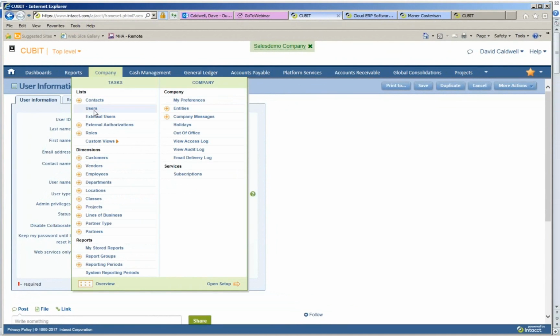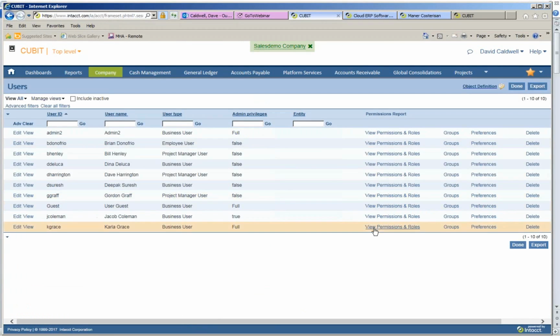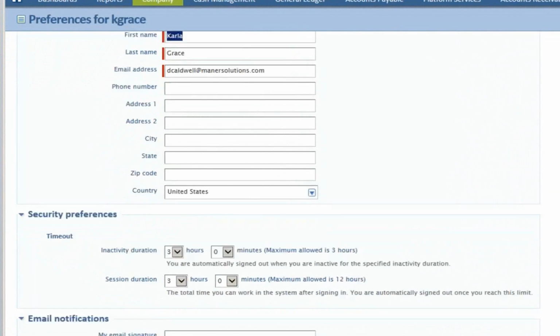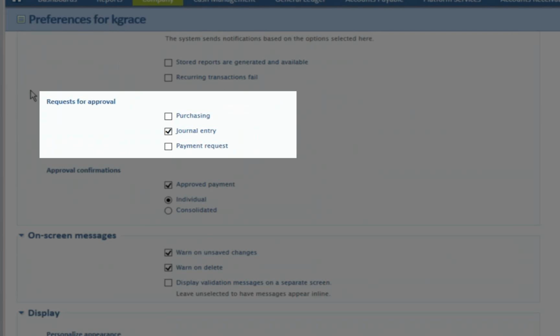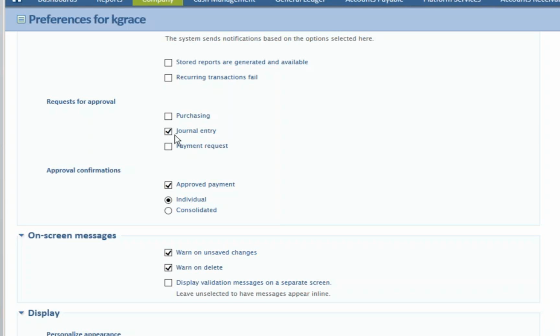The next thing is I want to go out and look at user preferences, which can be managed here, and we're going to go over to preferences and look at Carla's preferences. An area that we have is called request for approvals. In this case, we've identified Carla as having requests sent to her for journal entry approvals. The two areas that you see alongside of that are payment request, which is alongside the accounts payable approval process, which we're going to be covering in our second series, and then purchasing, which covers the purchase order module. So right now, Carla is only able to approve journal entries in this case, or at least this is part and parcel of what we need to set up here.